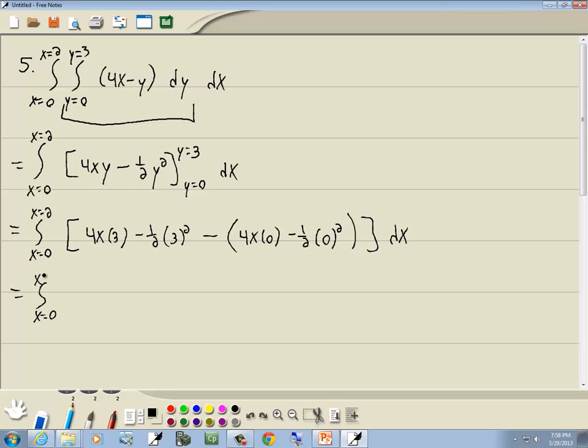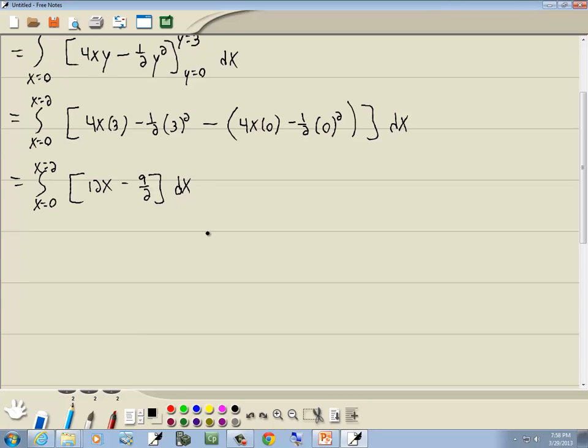Okay, so we got 4x times 3 is 12x. 3 squared is 9 times 1/2 gives us negative 9/2. Now 0 times 4x is 0, so that drops away. 0 squared is 0 times 1/2 is 0, so all that drops away. So then we just got our dx here.